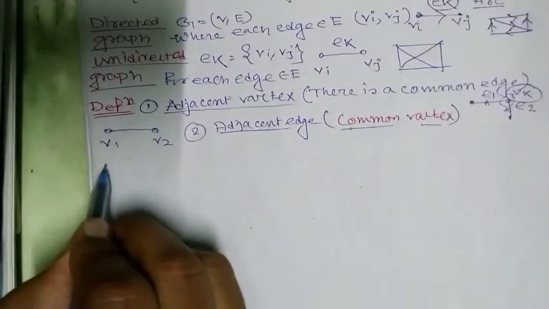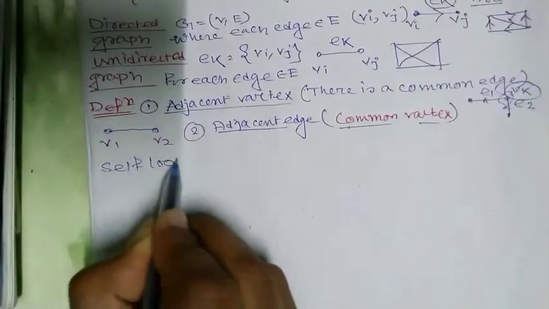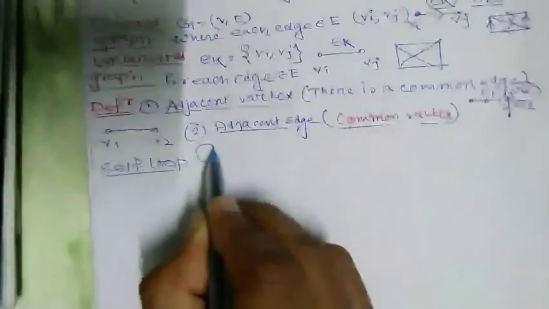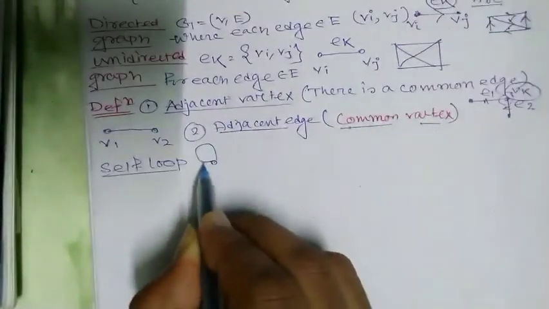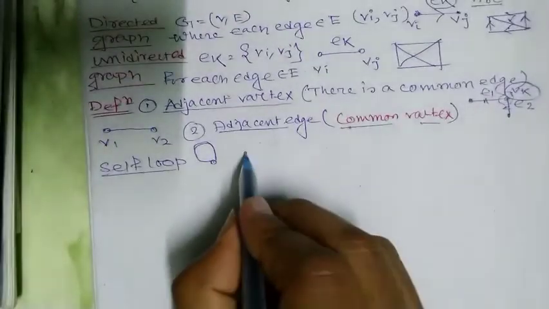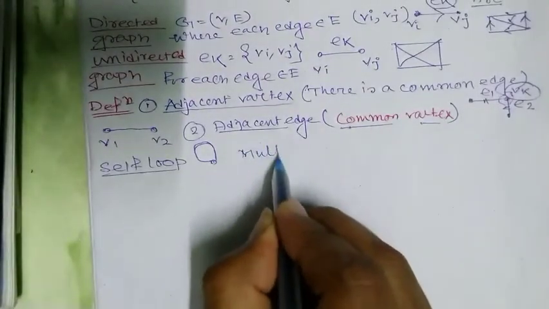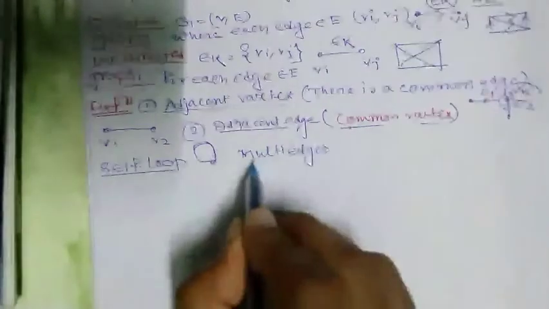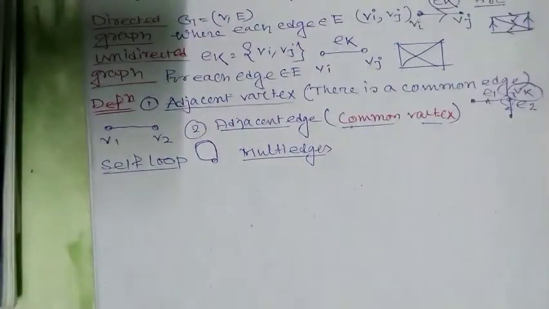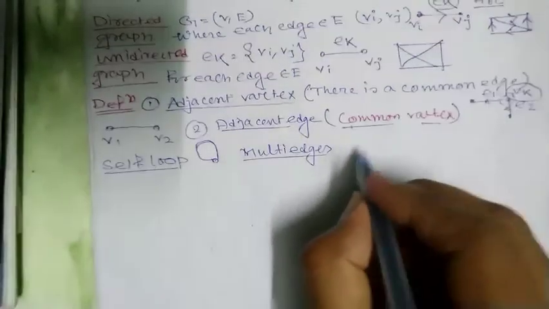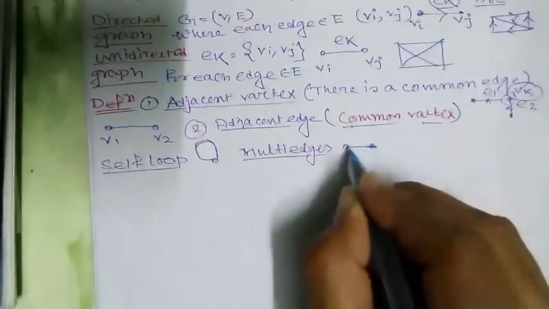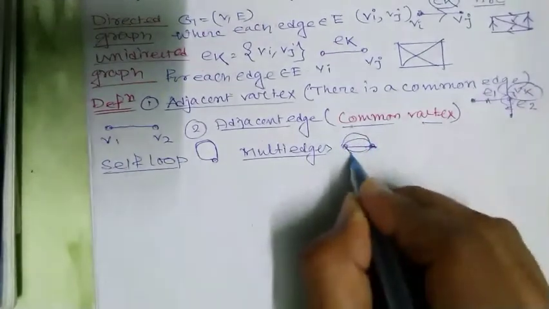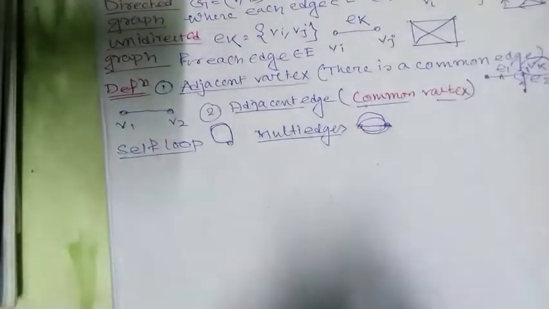Now the self loop. This is a loop from a vertex coming back to the same vertex. And another thing, multi edges. This is a very basic thing. You have to be clear about this because after that we are going to do many harder things. If these things are clear, the rest of the part is easy for you. So there are two vertices and multiple edges between them. This is a self loop, this is a multi edge.